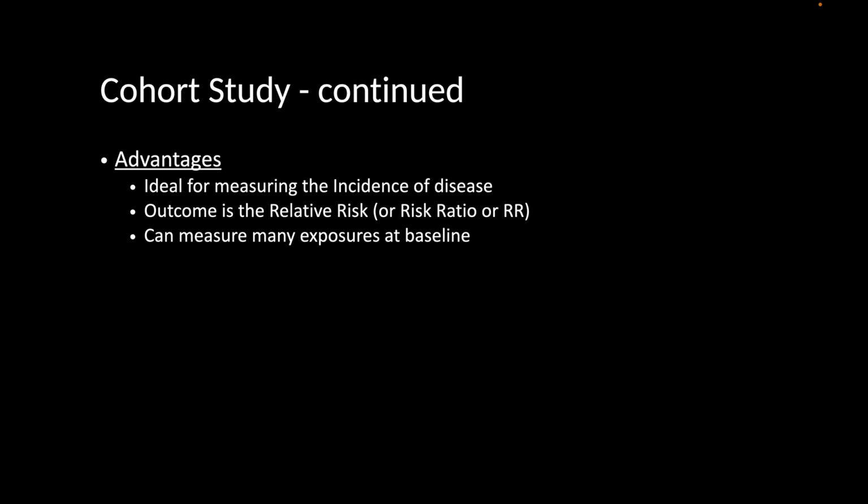A whole range of things can be measured at baseline. So you can fairly efficiently find a whole range of things associated with an outcome. And the classic example of this is the Framingham Heart Study, one of the most important epidemiologic cohort studies we ever did, which was started in 1950.